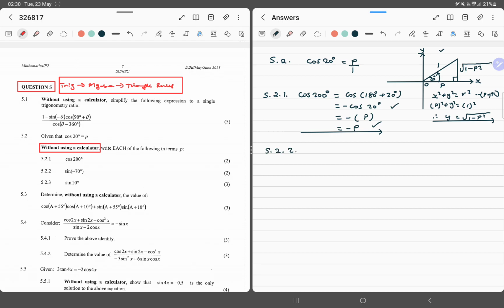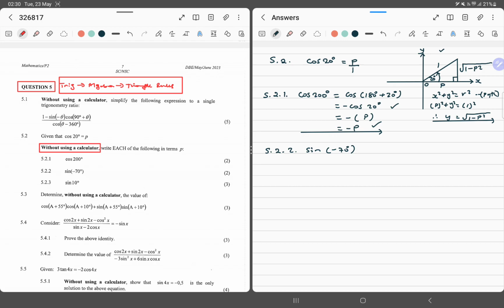So this is 5.2.2. We're dealing with sine of minus 70 degrees. Now, what is sine of minus 70 degrees? How is that related to 20? Easy. It's a negative angle. So that is in the fourth quadrant. So what do we do there? What do we do? You can already see there's just 2 marks.